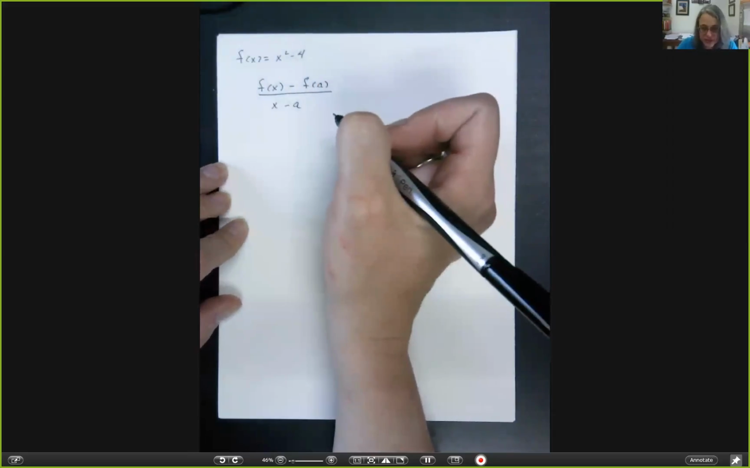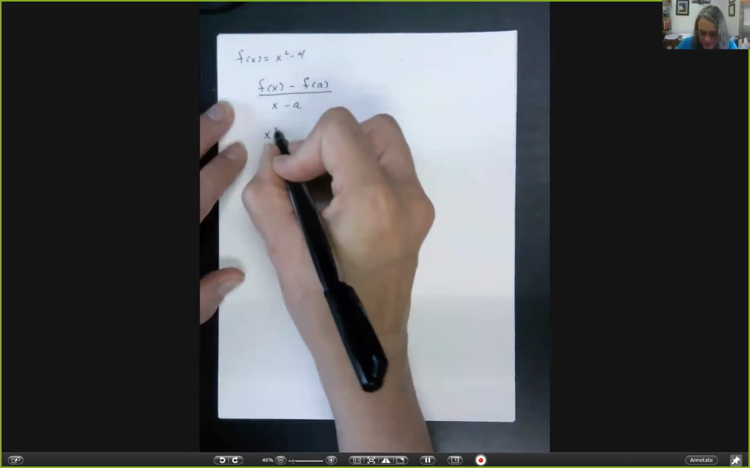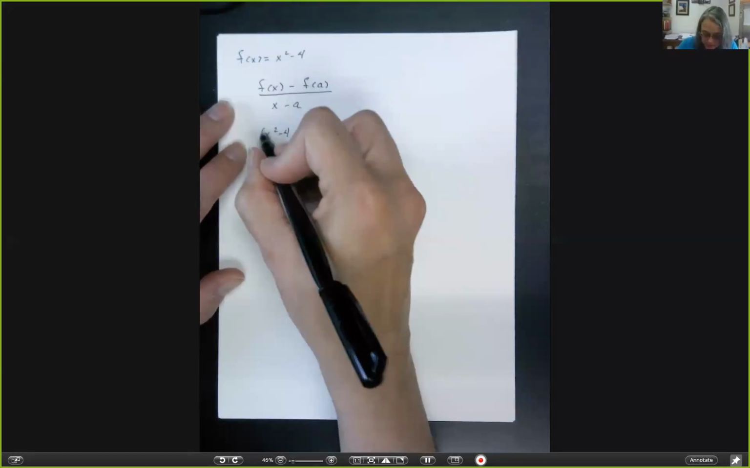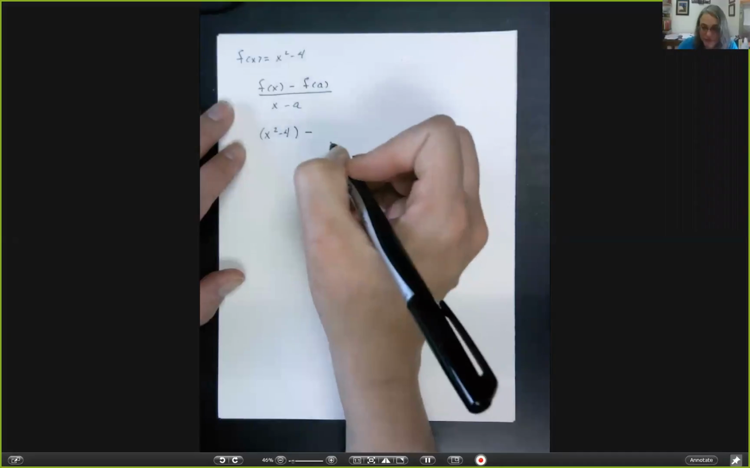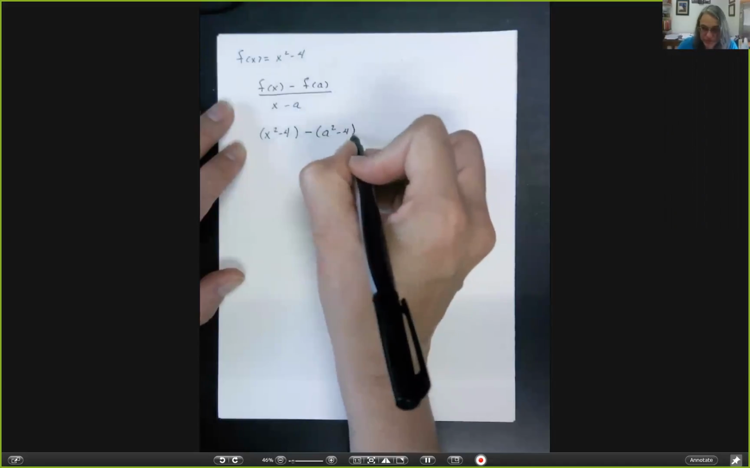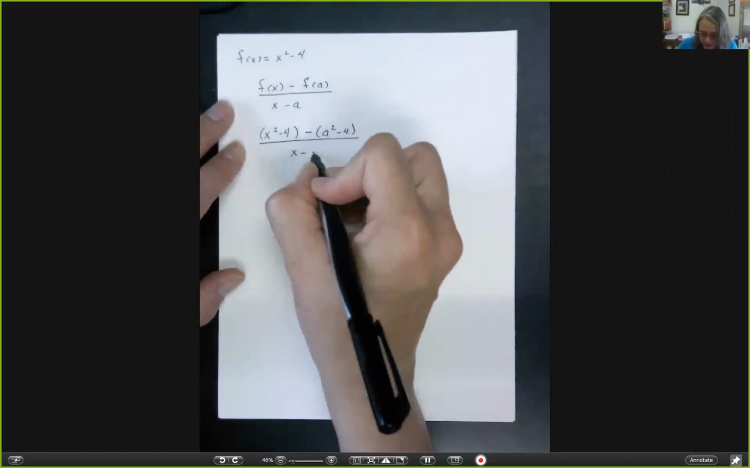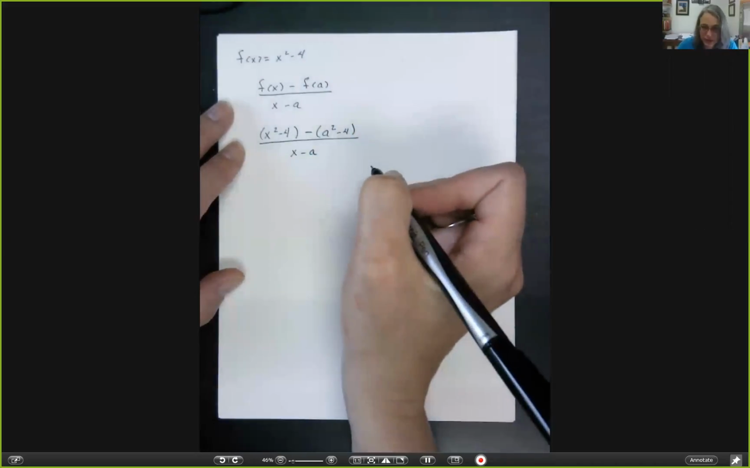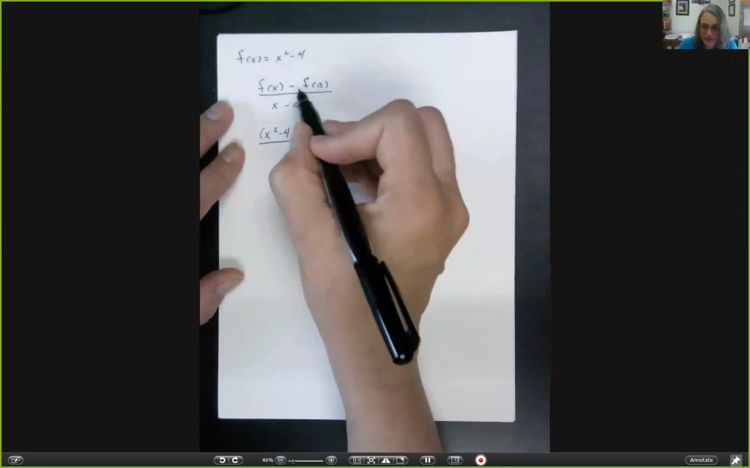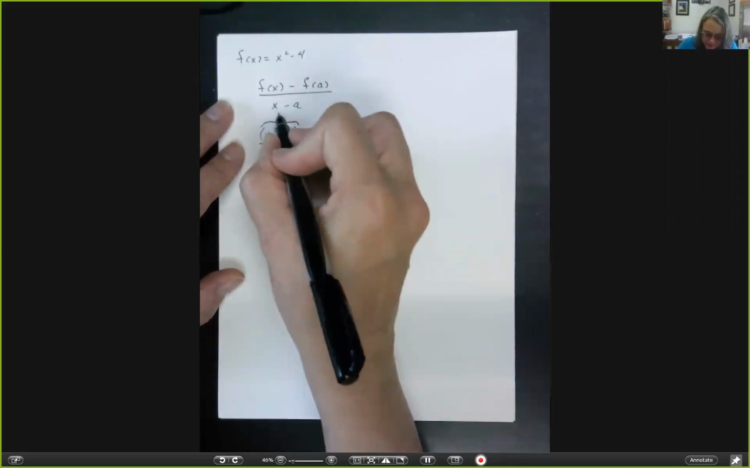So what we're going to do is we're just going to replace f of x with its definition, which is x squared minus 4. And we're going to subtract from that f of a, which is a squared minus 4. And we're going to divide the whole thing by x minus a. So all I've done is I've taken what we were asked to find, and I've expanded it using the definition of f of x.